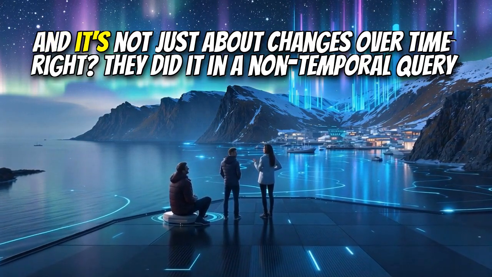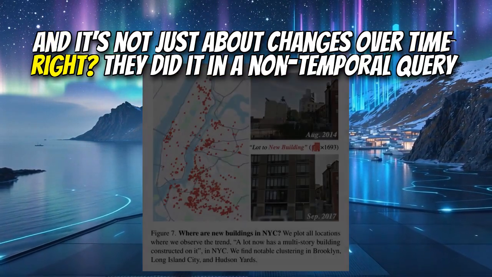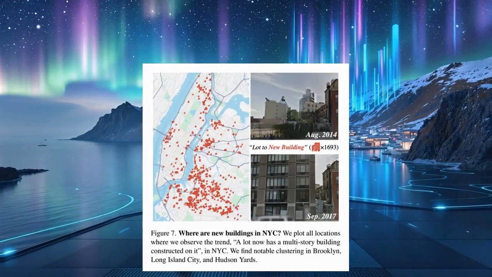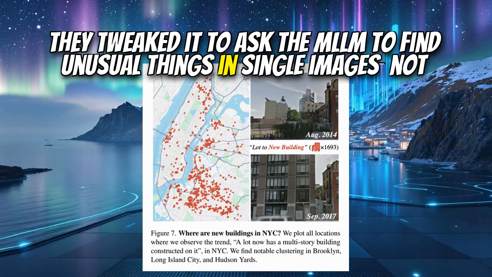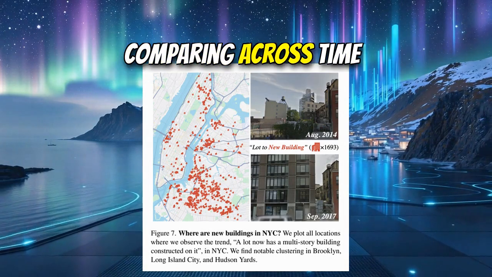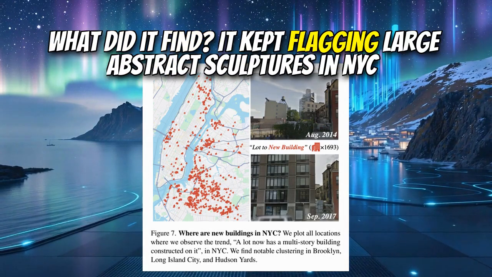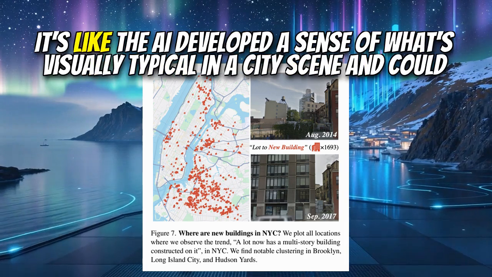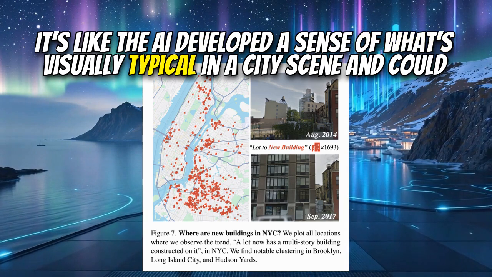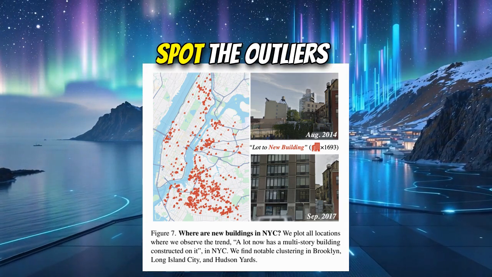Fascinating. And it's not just about changes over time, right? They did a non-temporal query, too. Right. They tweaked it to ask the MLLM to find unusual things in single images, not comparing across time. What did it find? It kept flagging large abstract sculptures in NYC. It's like the AI developed a sense of what's visually typical in a city scene and could spot the outliers.